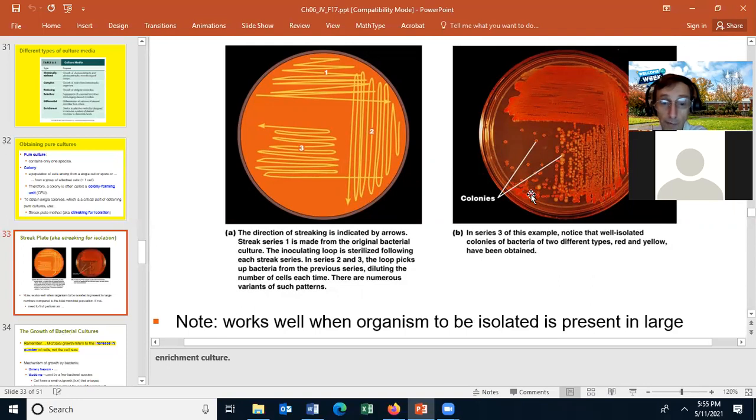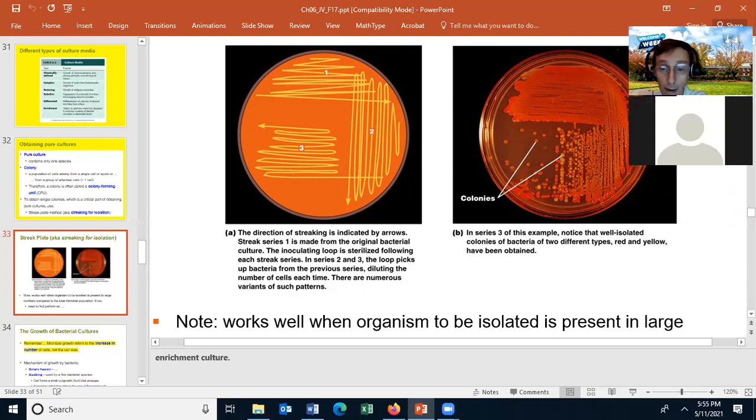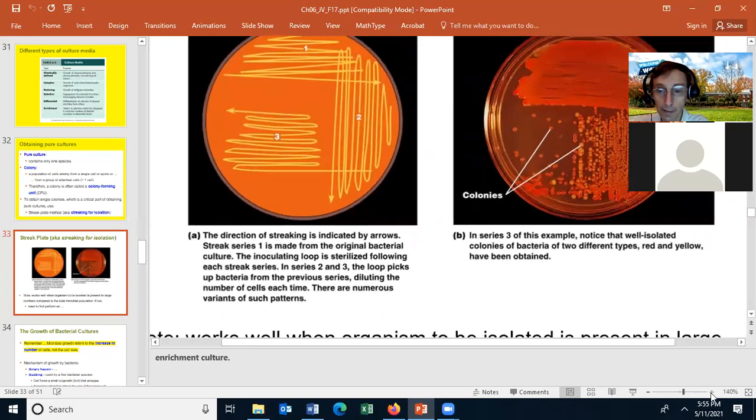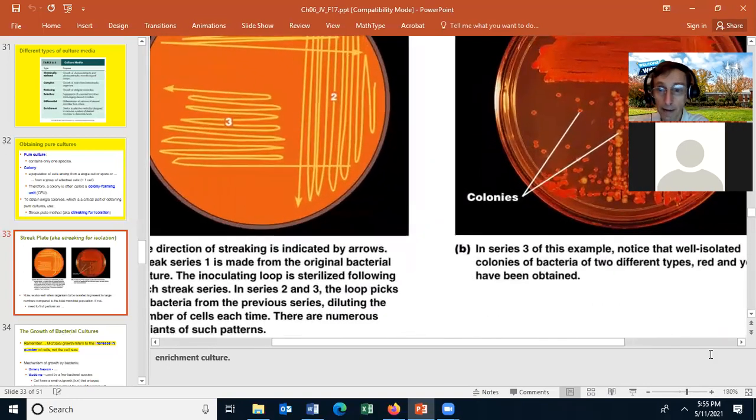Colony streaking works very well when the organism to be isolated is present in large numbers. So the red colony here is present in large numbers. We can easily get isolated colonies of the red colony. We have another bacteria here. Let me see if I can blow this up. And that's the yellow colonies.